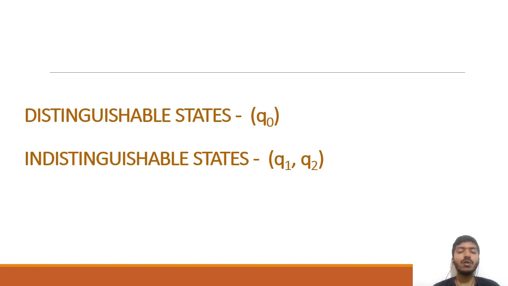Moving on, we are now going to discuss indistinguishable and distinguishable states. The distinguishable state in this problem would be Q0, and the indistinguishable states will be Q1 and Q2. Q1 and Q2 are indistinguishable because upon transitioning they show similar features, so we can't really distinguish between them. Q0 is distinguishable because Q0 shows different features than both Q1 and Q2 on transition from A and B.